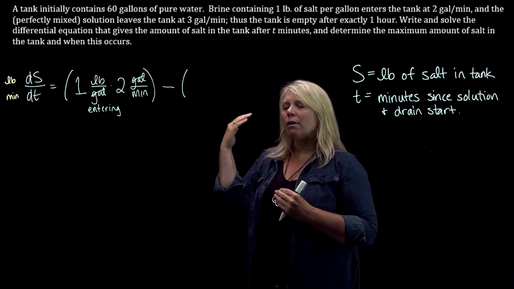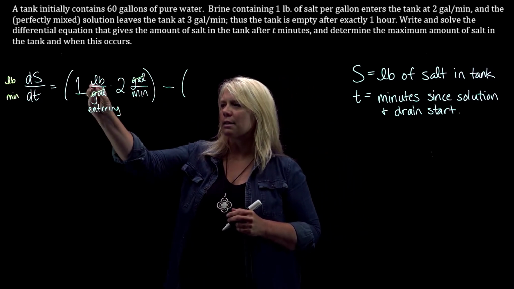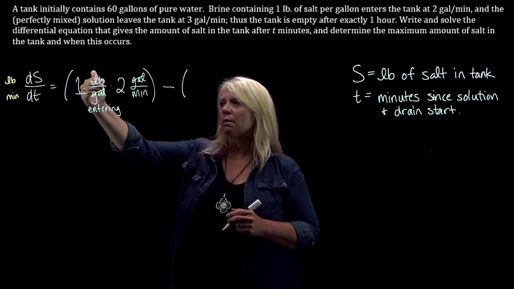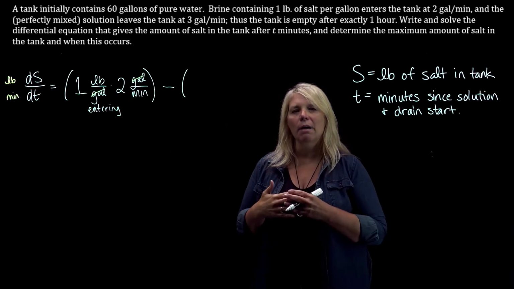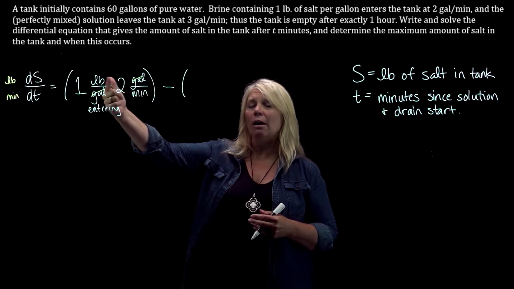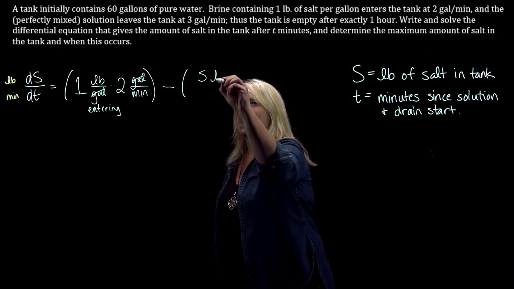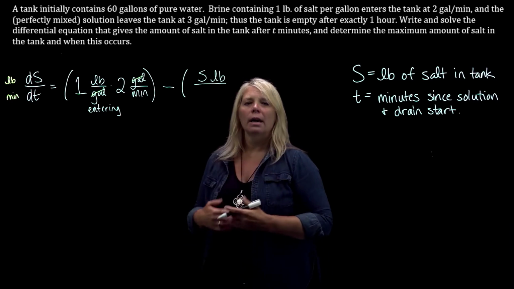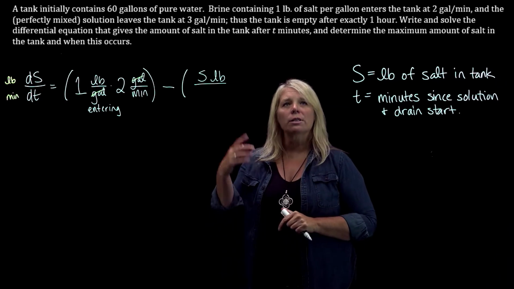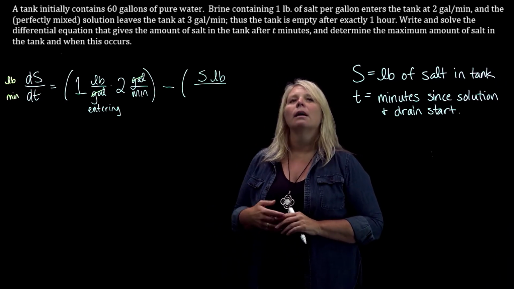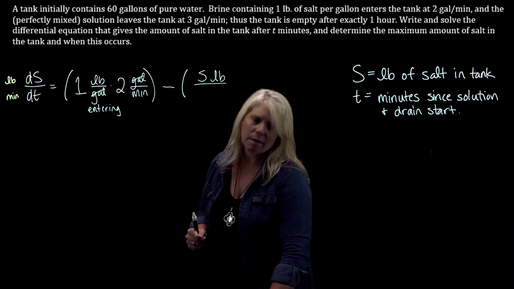So the amount of salt in the tank is changing. This amount of salt that's coming in is fixed at 1 pound per gallon. But when we're draining fluid out of this tank, the amount of salt in pounds is a variable. That's our variable here. So we're going to have S pounds per, and then we need to think about how much fluid is in the tank. So we start with 60 gallons, and then we have fluid going out.